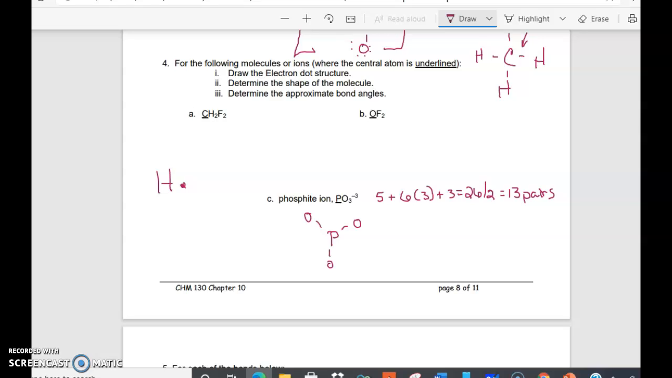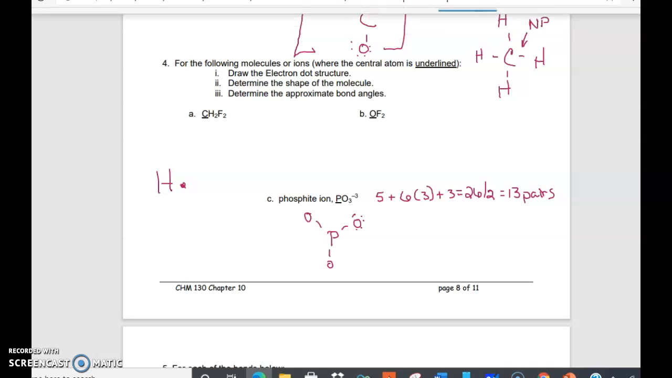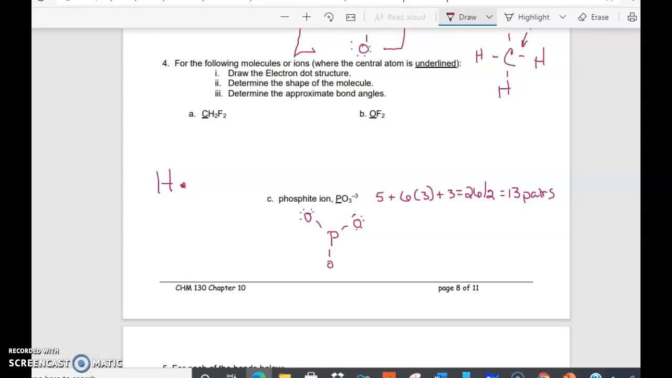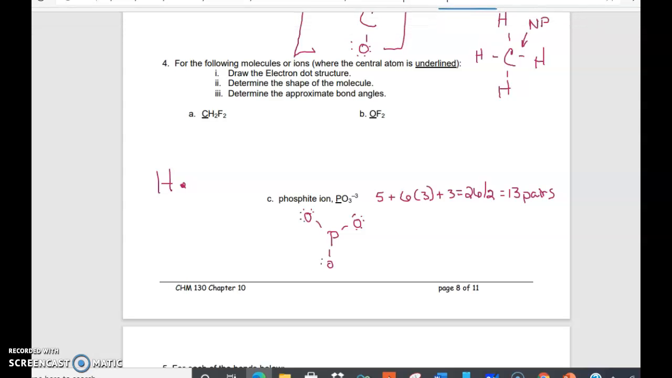I have to use 13 pairs, so I'm going to start adding my pairs onto my outer atoms. So that's 4, 5, 6 pair, 7, 8, 9 pair, 10, 11, 12 pair. Well, I have 1 more pair left over, and I can't put it on any of the outer atoms, so I have to put that on the central atom. I guess I'll just throw it here. I know that's going to change the shape of my molecule.